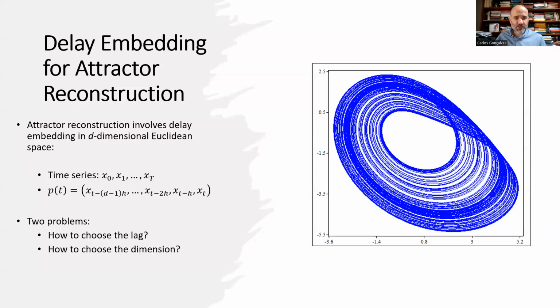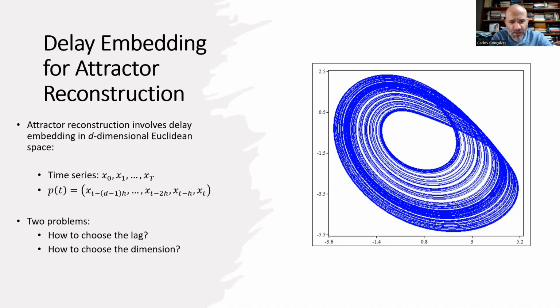So what's this embedded trajectory? This was developed by Takens, and the idea of attractor reconstruction involves delay embedding in a d-dimensional Euclidean space. And there is the so-called Takens theorem, which shows that given a time series and for a particular lag and embedding dimension, we can reconstruct the original attractor using a time series of observations. And this was the origin of the idea of delay embedding.